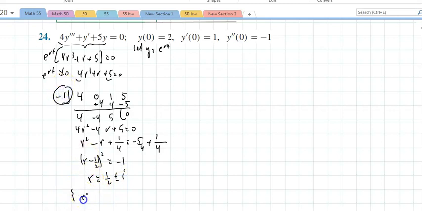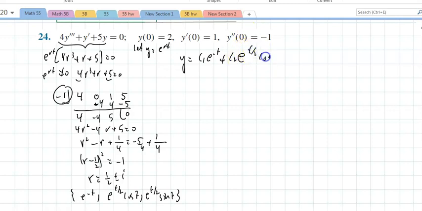e to the negative t, e to the t over 2 cosine of t, and e to the t over 2 sine of t. So my general solution is y equals c1 e to the negative t plus c sub 2 e to the t over 2 cosine of t plus c sub 3 e to the t over 2 sine of t. And now I need to find those constants.